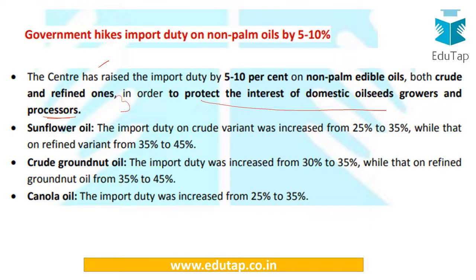Let us see the various oils on which duty has been hiked. Sunflower oil: the import duty was increased from 25 to 35%, and refined is obviously more than that of the crude variant, so it has also been increased by 10%. Similarly, for crude groundnut oil, the import duty has been increased from 30 to 35%, a 5% increase here, and 10% on the refined oil. And canola oil has also been increased by 10%, that is 25 to 35%.